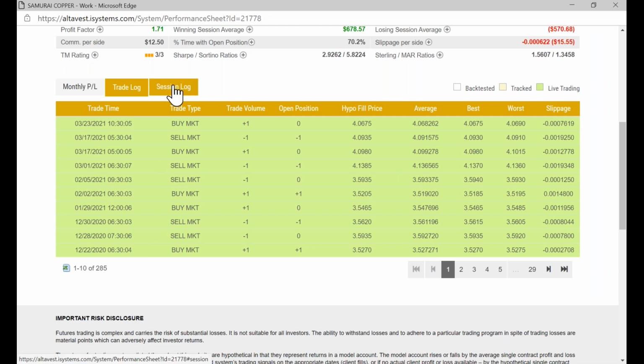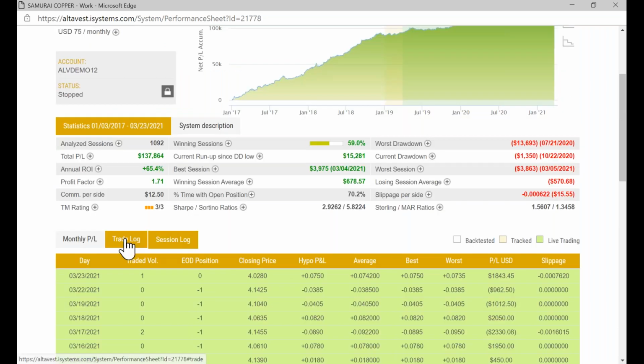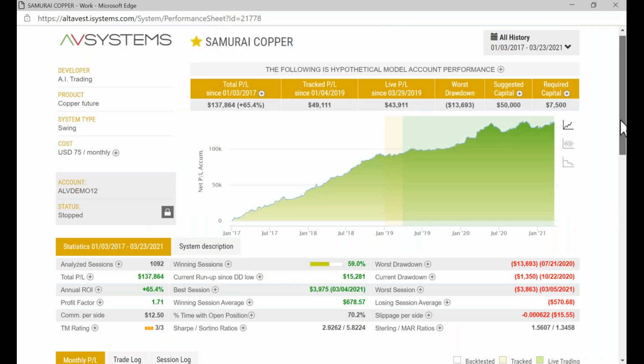Or you can look at the session log. So you'll see here on the 23rd, yesterday, by the end of the day, it was flat. And you can look back here on the 9th, for example, it was still short. So basically that's what that means, -1, it was a short position by the end of the day. And you can go backwards in time, you can download that data. I just want to point out that it's all visible. Nothing is hidden. You get to see all of the trading.